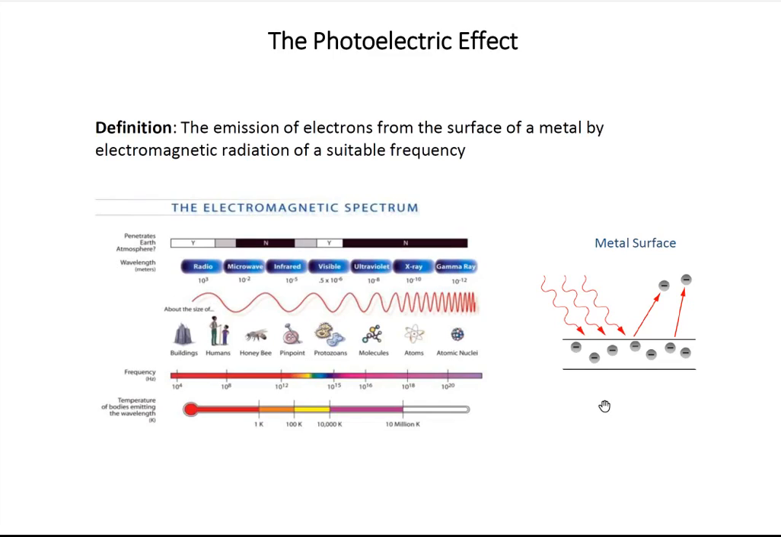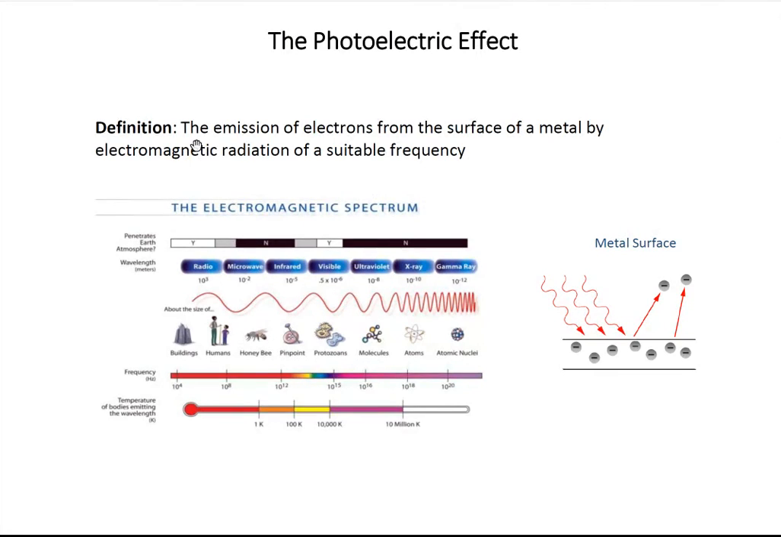This lesson is on the photoelectric effect, and I have the basic idea shown here in the diagram. So this is the surface of a metal, and the idea is electromagnetic radiation strikes the surface, and the energy from the radiation is transferred to the electrons in the surface, and these electrons move off as a result.